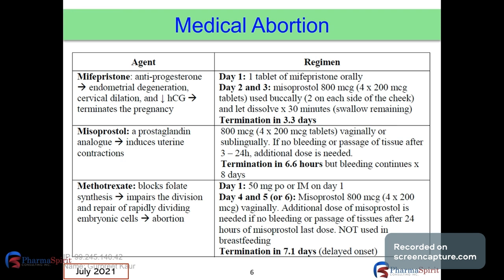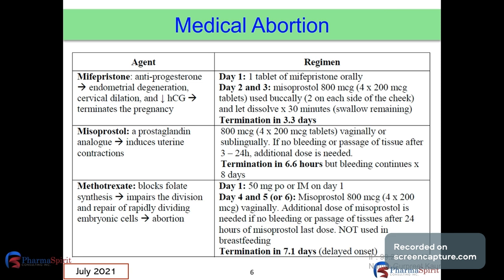If there is no bleeding or passage of tissue after 3 to 24 hours, we give 1 dose and we wait for 3 to 24 hours. If in the first 24 hours after the misoprostol dose the female does not experience any bleeding and doesn't see any tissue coming out of the vagina and the uterus, then the female can take an additional dose. The termination is 6.6 hours. So after the dose, within about 6 hours, the female should experience bleeding and passage of tissue. However, the bleeding may continue for 8 days.